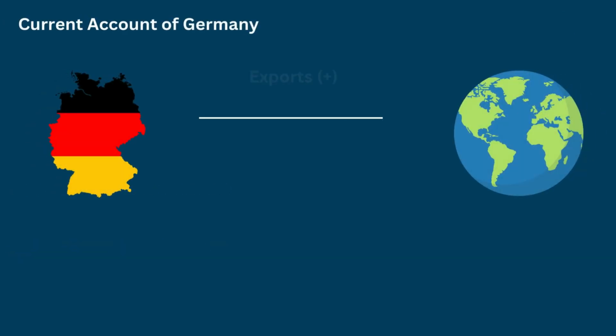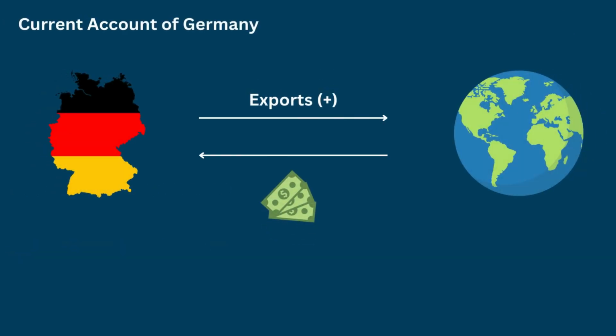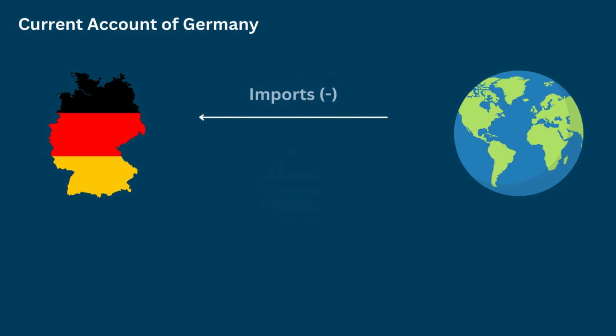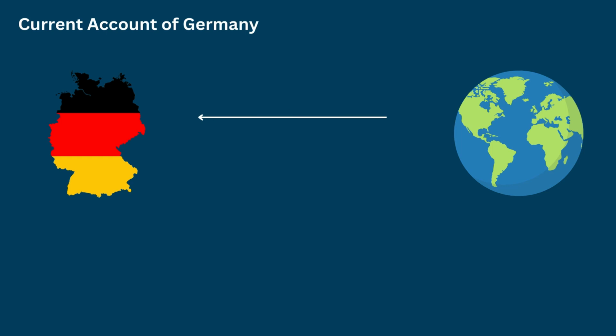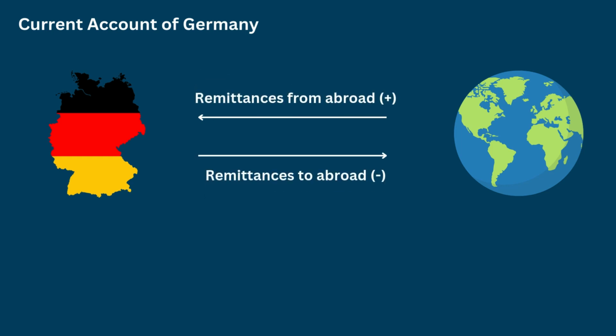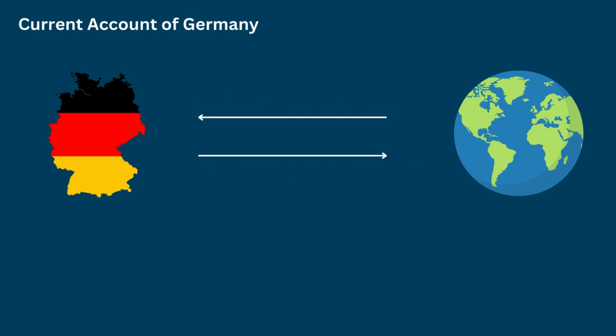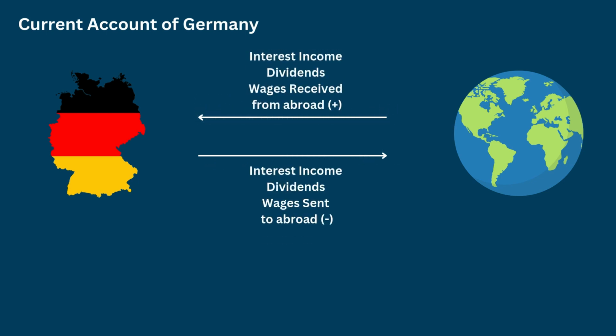Now we will briefly discuss how these transactions are recorded in the current account. The exports are recorded as positive because they lead to receipt of money. Imports are recorded as negative because money is required to be paid. Similarly, remittances received from abroad are recorded as positive while remittances sent abroad are negative. Same goes for dividends or interest income.